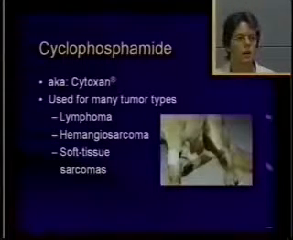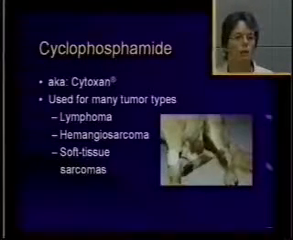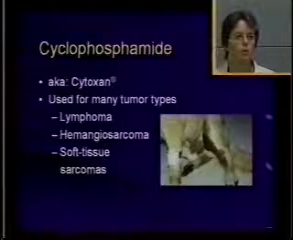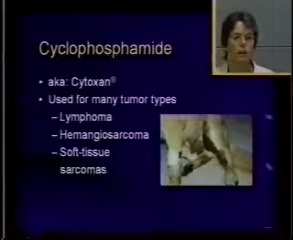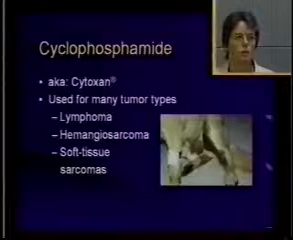Cyclophosphamide is also known as Cytoxan and is used commonly in lymphoma protocols. It's also used as a combination treatment for hemangiosarcoma, as well as some other soft tissue sarcomas.